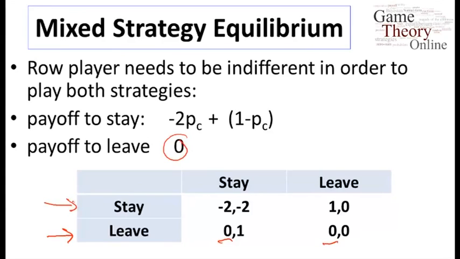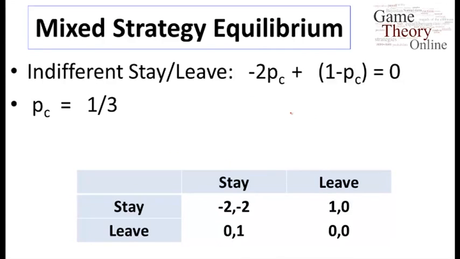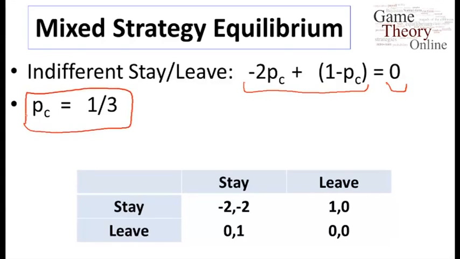If they stay, they're getting -2 if the column player stays. Column player staying with probability PC, so they expect -2 with probability PC, and they get a positive payoff of 1 if the column player leaves. Column player is leaving with probability 1 minus PC, so they're getting a payoff of essentially 1 times 1 minus PC, so their overall payoff is -2 times PC plus 1 minus PC. Okay? So in order for them to be indifferent, it has to be that the payoff from the two strategies is equal. So the payoff from staying is equal to the payoff from leaving. And if you solve that for PC, it's pretty easy to see that PC is going to be 1/3. So in a mixed strategy Nash equilibrium, the column player is staying with probability 1/3, leaving with probability 2/3.